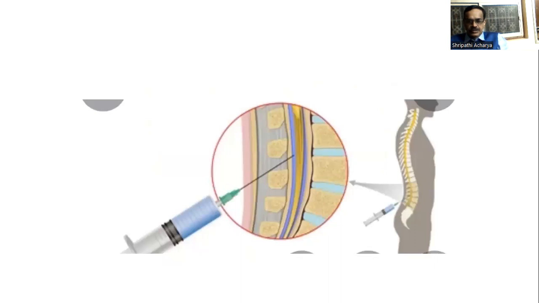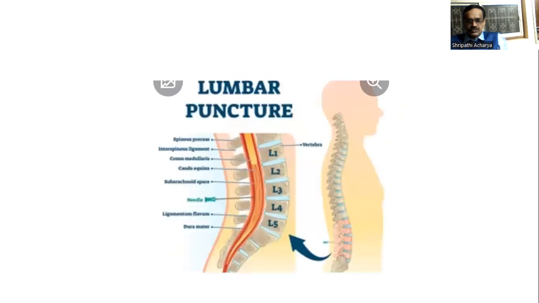Now, see, the L2 and L3 space, we are passing the needle into the spinal canal. So it's below the third lumbar vertebra, okay, and clear area is lumbar puncture between L2 L3, sometimes L3 L4.